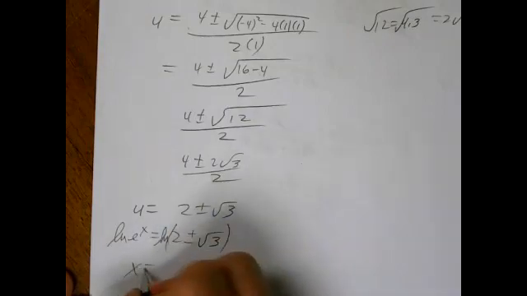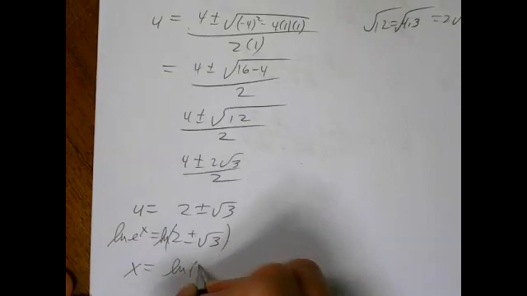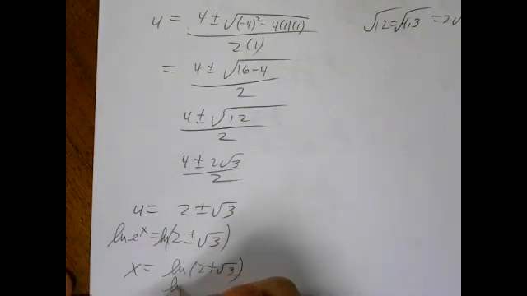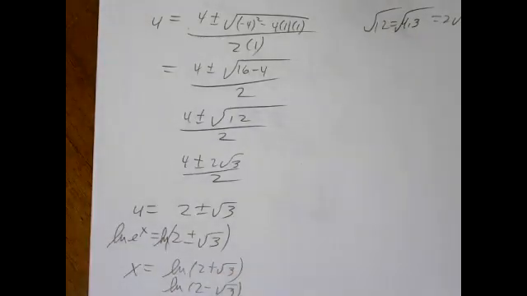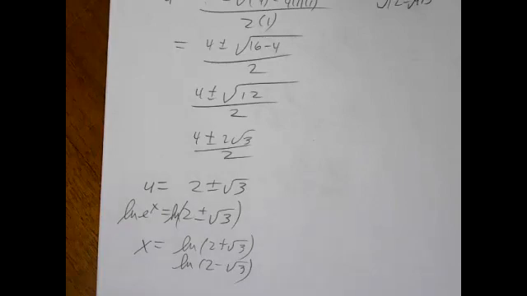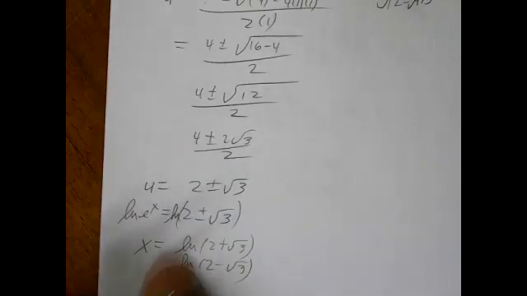So x is equal to the natural log of 2 plus the square root of 3, as well as the natural log of 2 minus the square root of 3. Okay, that problem's a little bit long, lots of steps involved, but what you have to get down to is the point where it takes on the behavior of a quadratic. Okay, now those are a few examples of some exponentials.